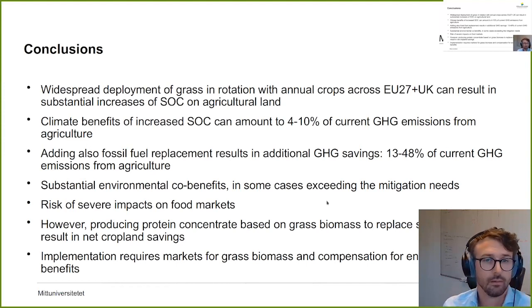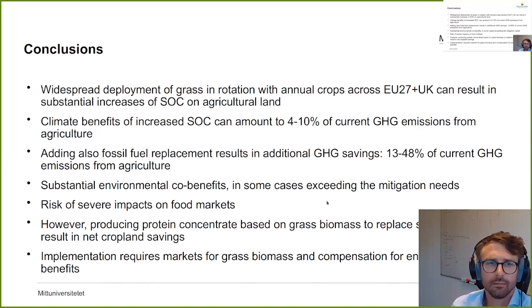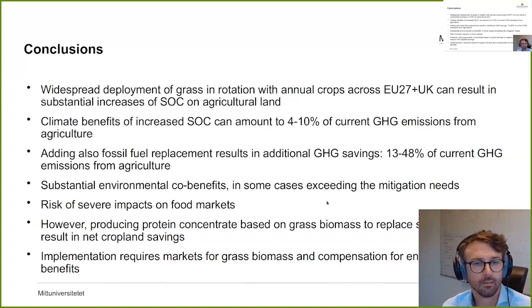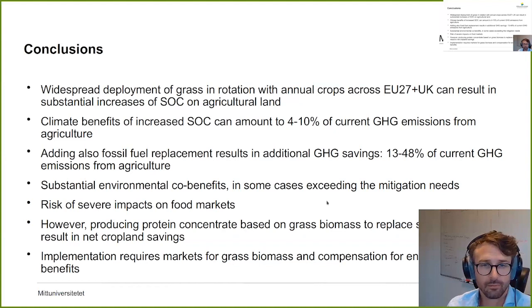So, to conclude this study, we found that widespread deployment of grass in rotation with annual crops can result in substantial increases of soil organic carbon on agricultural land, corresponding to 4 to 10% of current greenhouse gas emissions from agriculture. If we also include that we could utilize this biomass to replace fossil fuels, we can achieve up to 50% of current greenhouse gas emissions from agriculture as a net climate benefit. The environmental co-benefits appear to be substantial and in some cases exceeding the mitigation needs.